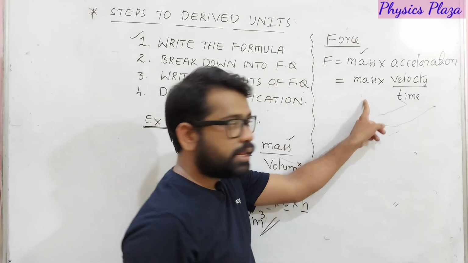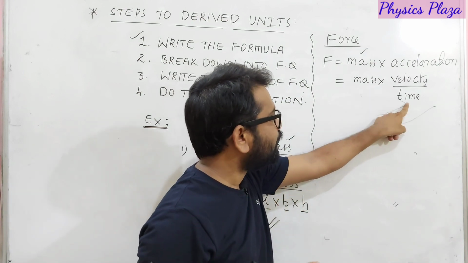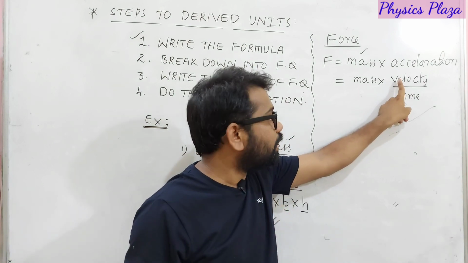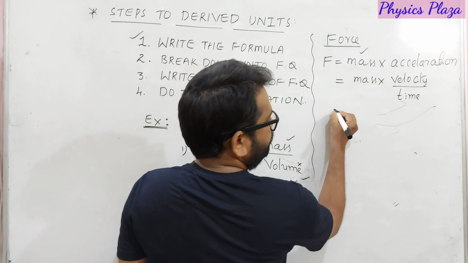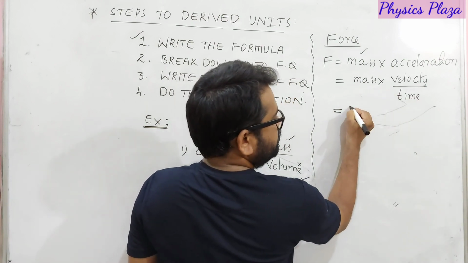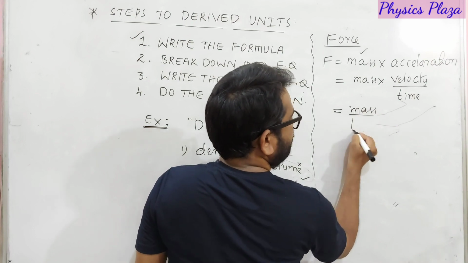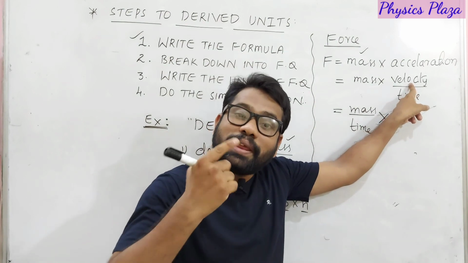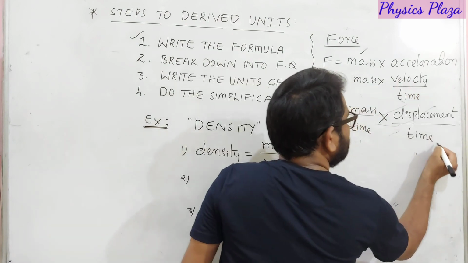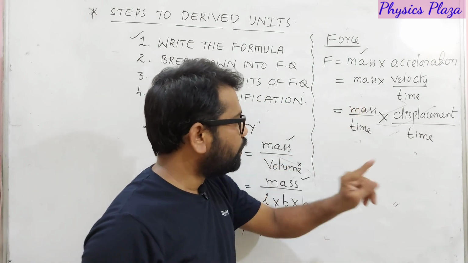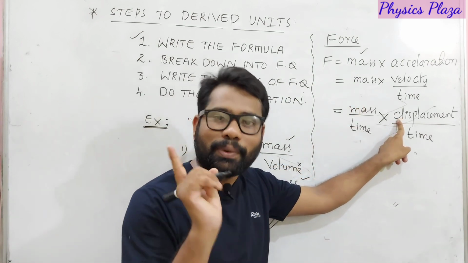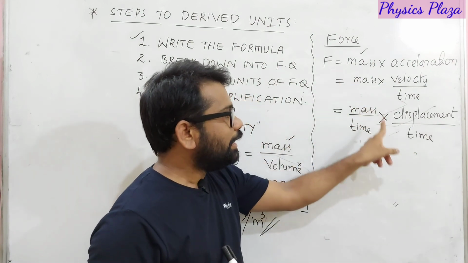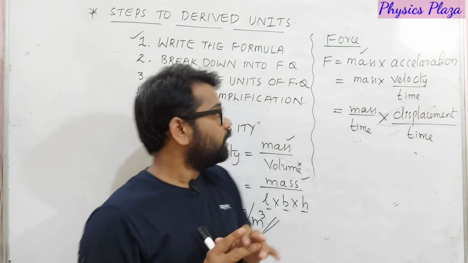Here three quantities are there, in which mass and time are fundamental quantities, but velocity is not a fundamental quantity. Again we have to break down that velocity into fundamental quantities. So that is mass into velocity by time. How can we write velocity, children? Displacement by time. Mass is a fundamental quantity, displacement is nothing but length, a fundamental quantity, and time is a fundamental quantity. So finally we got the force formula in terms of all fundamental quantities. That is, the second step is over.